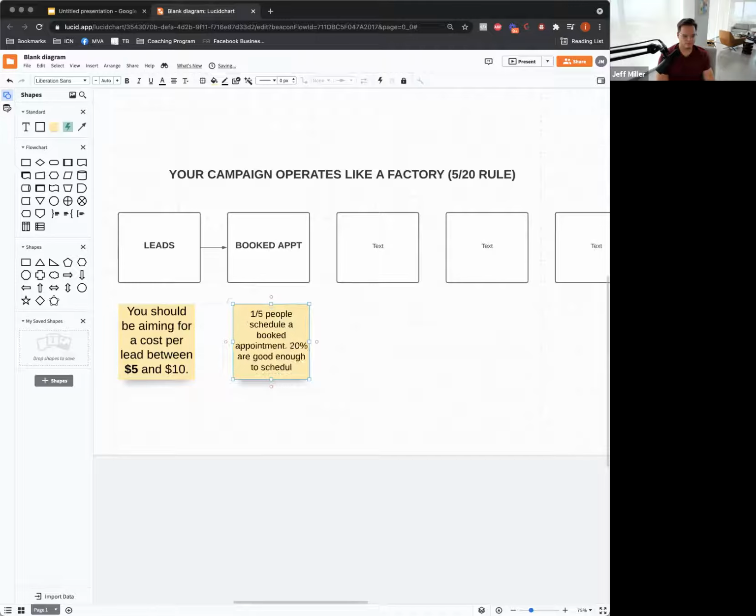to schedule an appointment. And again, this is where the 20 number comes from, part of the 5-20 rule. Maybe higher is good, maybe lower is good, but for the most part, what we're seeing with our campaigns, which are local business owners, they will get, let's just say, 5 leads, and one of those leads will book an appointment.